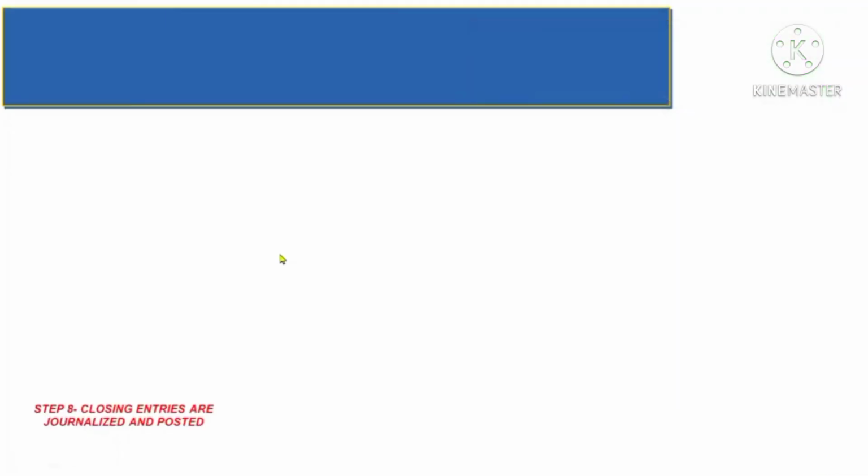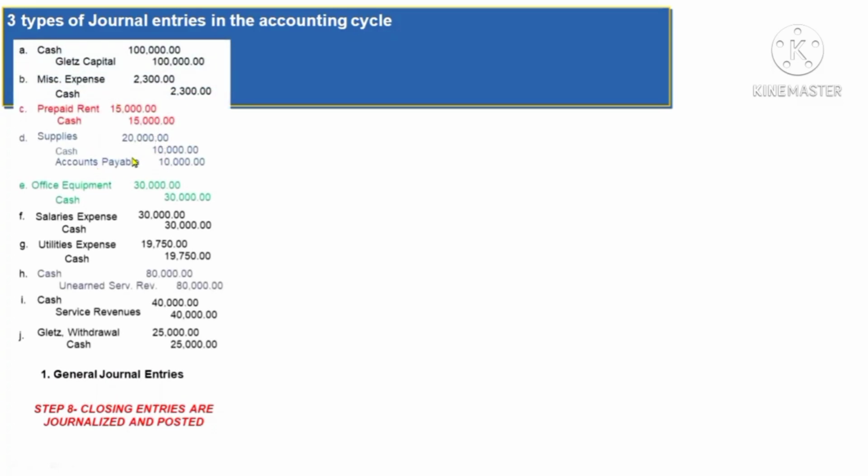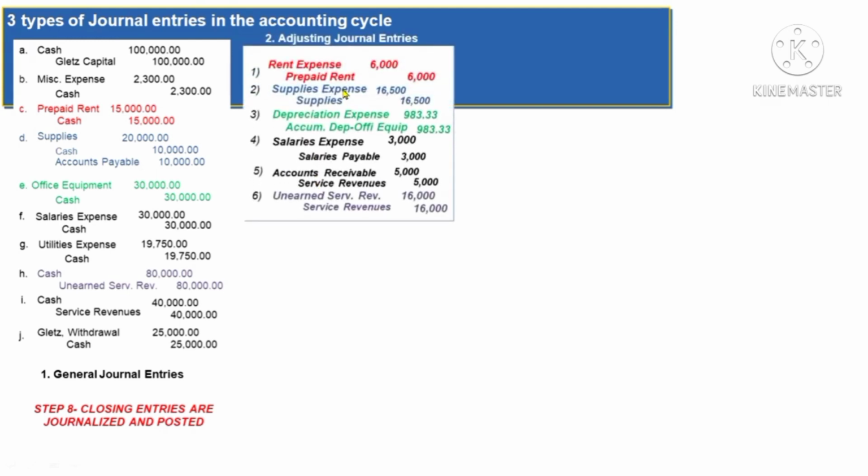Step 8 is closing entries are journalized and posted. But before we go to the closing entries, let me tell you that there are actually 3 types of journal entries that you need to master in the accounting cycle or accounting process. The first one is the journal entries from regular transactions. We have our example right here, and these entries were extracted from episode 3 of this series, which talked about posting journal entries to the ledger. The second set of entries, which you are familiar with, are the adjusting journal entries, which we have posted to the ledger a while ago in step 7. And the third set is the closing entries, which is composed of 4 entries.